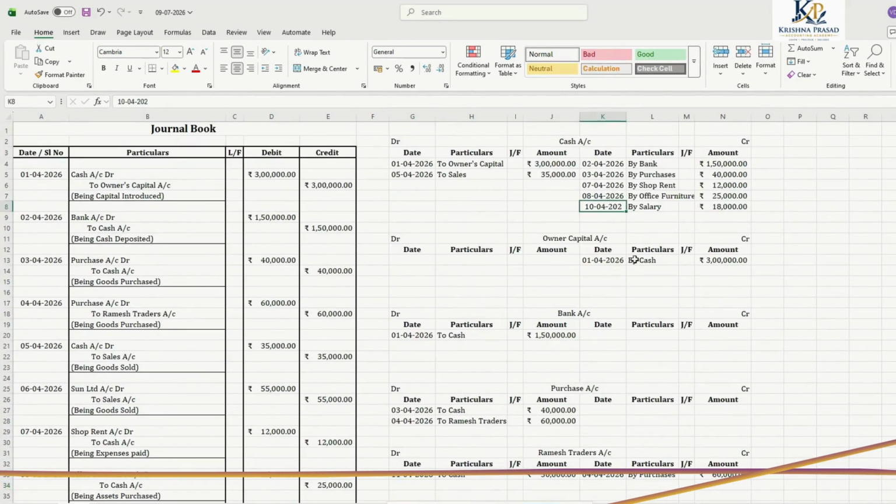And coming to here, by Ramesh traders 30,000.